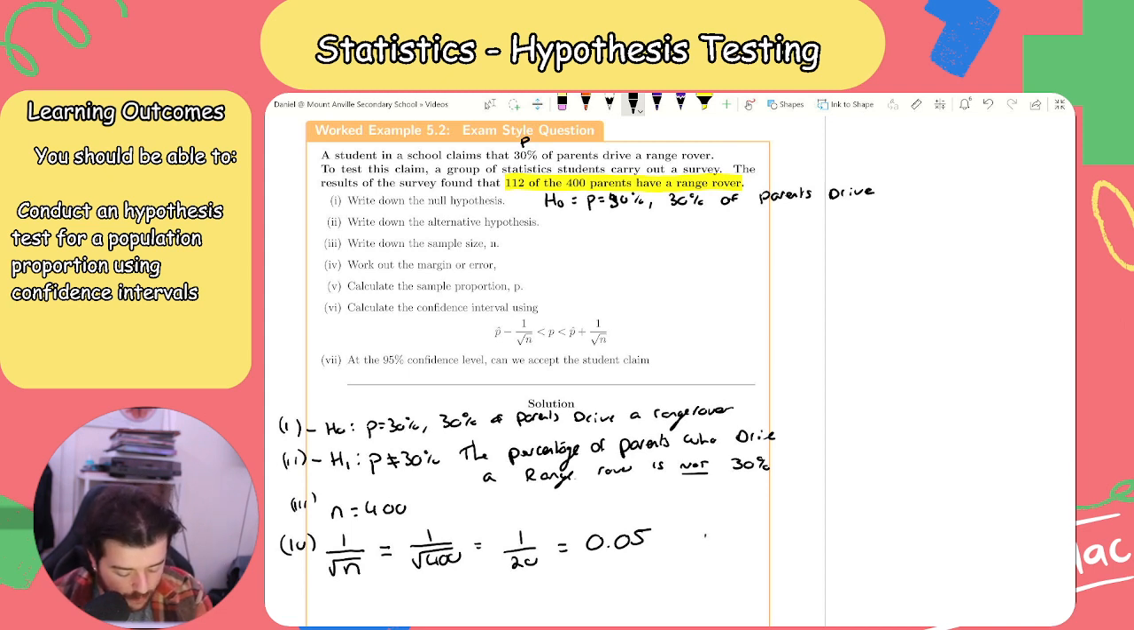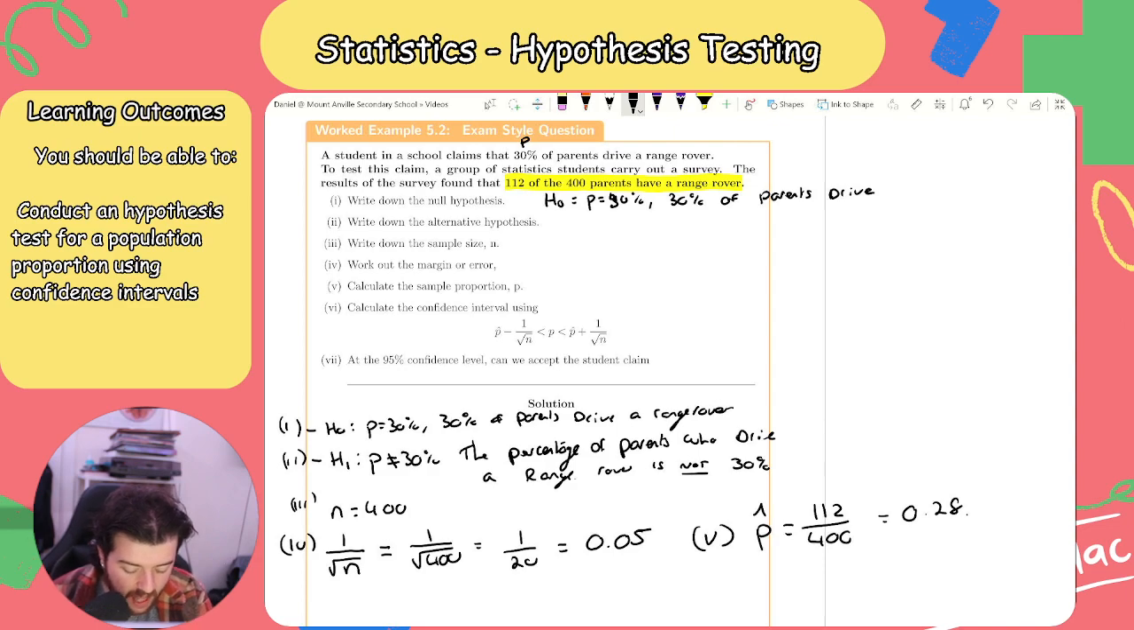Calculate the sample proportion, p hat. What proportion of my sample drove a Range Rover? That was 112 out of 400, which is equal to 0.28.